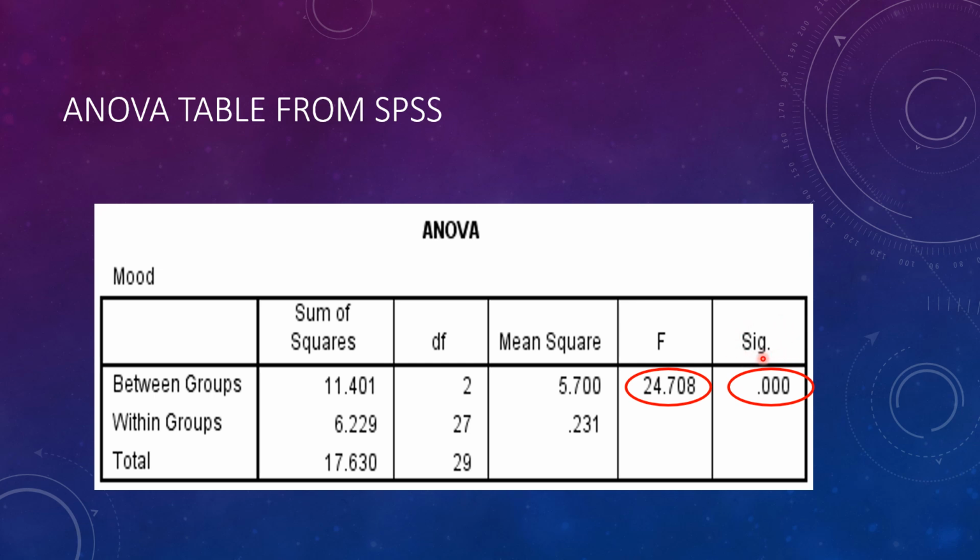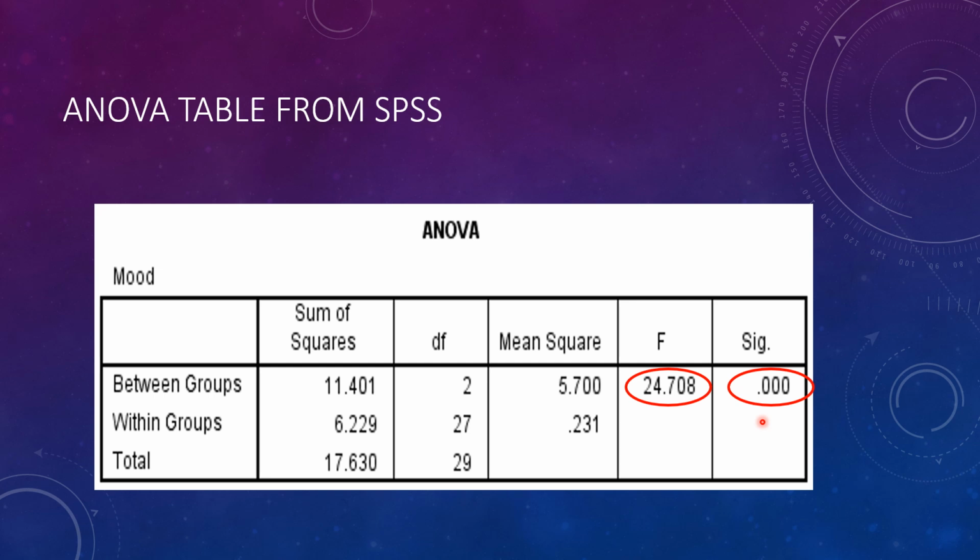Sig stands for significance, right? And the significance p-value here is 0.000, which means your p-value is less than 0.001. If you had set your level of significance, or your threshold of significance, at 0.05, we know that this is much, much less than 0.05. So there is a significant difference somewhere across those three means of mood.